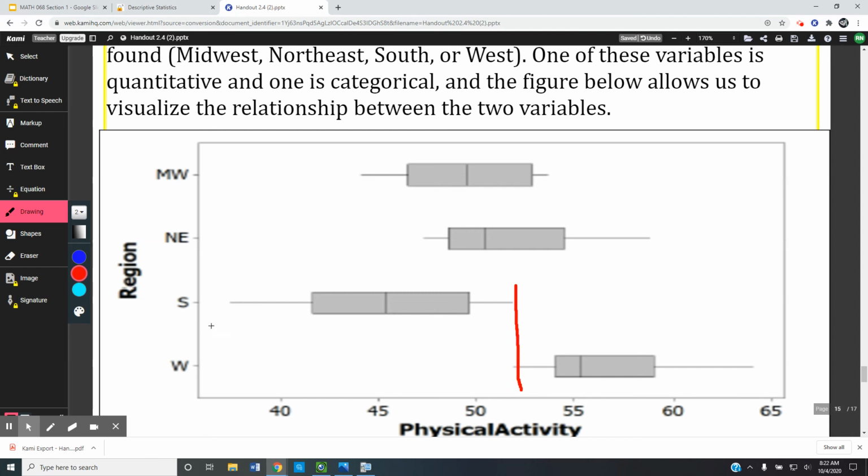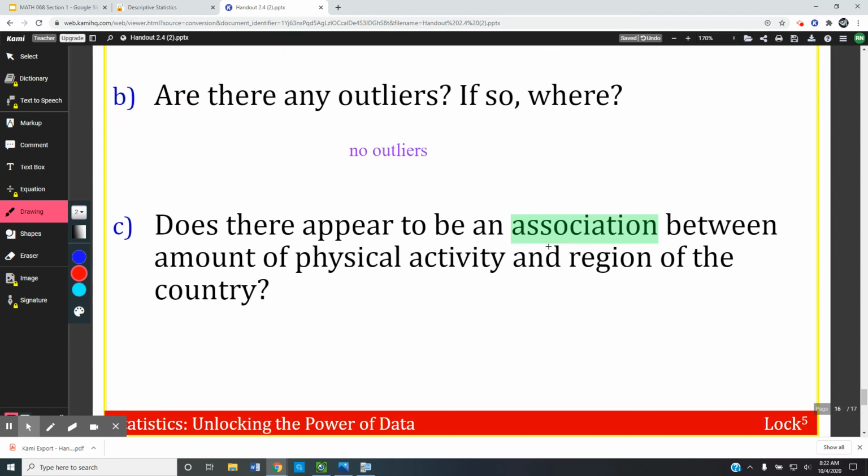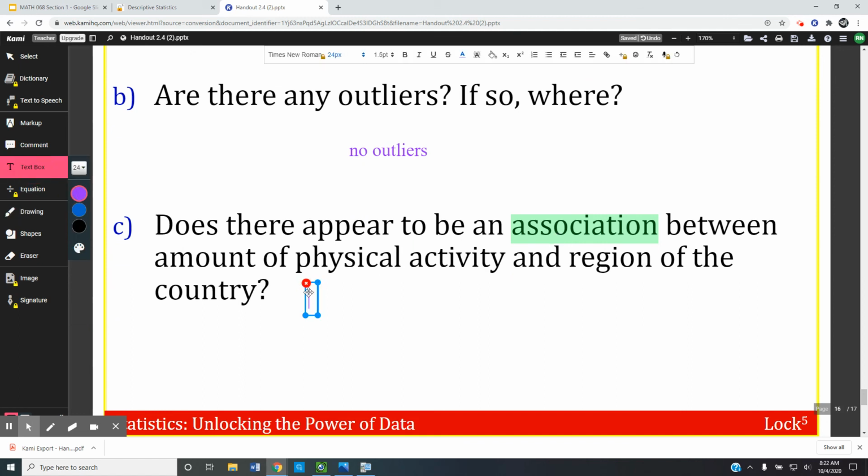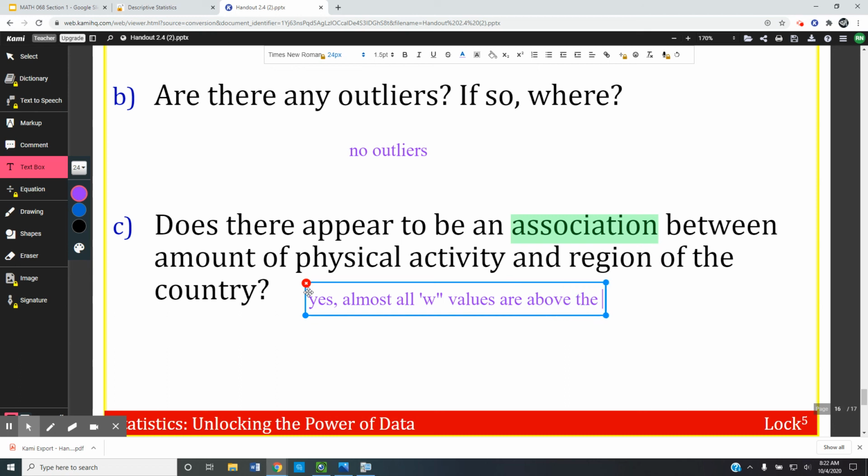Does it appear that where you live affects how much you exercise? Sure does. It looks that way. Now, why? Have no idea. Remember, we're not looking for that. All we're looking to say is, is there an association? And the answer to this would be absolutely, positively yes. Almost all West values are above the South values.